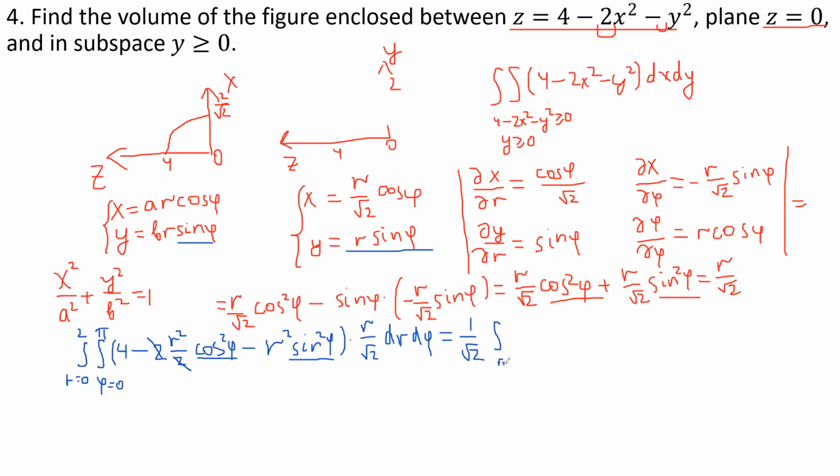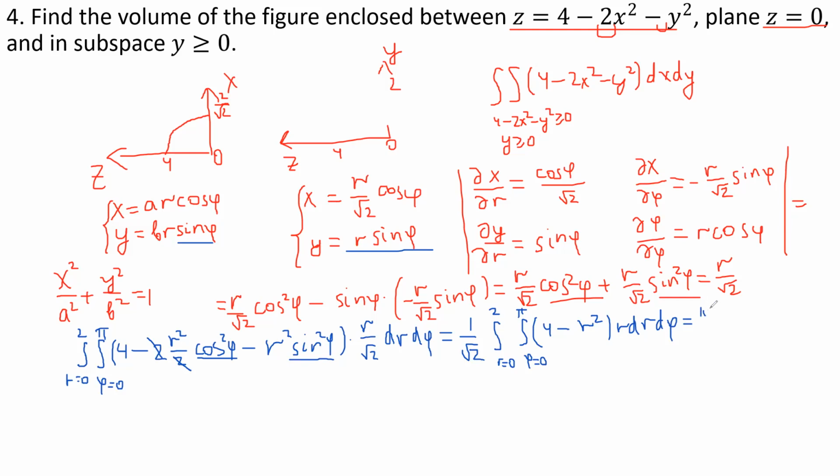And we have r from 0 to 2, phi from 0 to pi, 4 minus r squared times r dr d phi. So this is way easier. We see that we don't have any phi inside our integral function, so we can already calculate the integral.